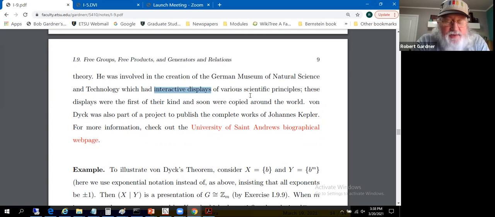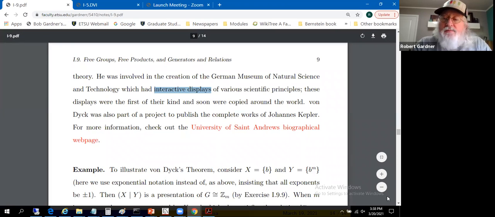So, we used to have in Johnson City the hands-on museum where you could play with the material in the museum, interact with it. So what an oddball thing. Von Dyck, this mathematician, was involved in the first introduction of such displays in museums. He was also part of a project to publish the complete works of Johann Kepler.